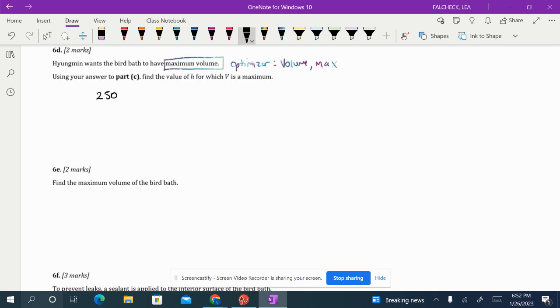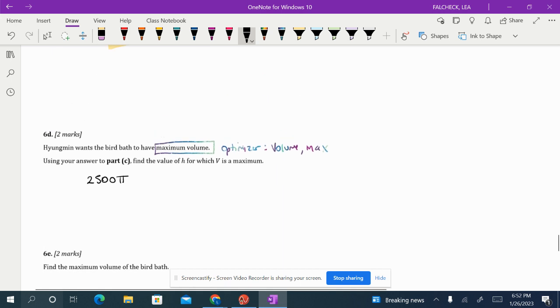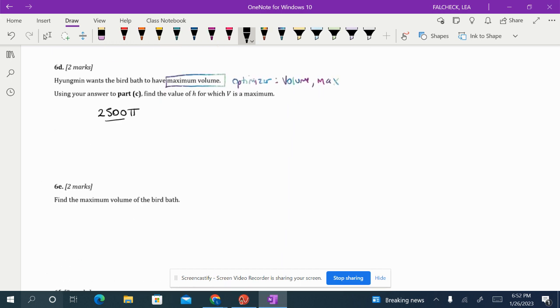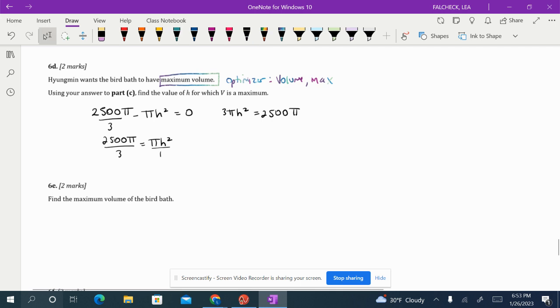It's going to be 2,500 pi divided by 3 minus pi h squared, and we're going to set it equal to 0. So this was a no calculator question, so we're going to have to go ahead and be careful with our math here. I moved the pi h squared over, and then now I'm just going to cross multiply so I can solve it. 3 pi h squared is equal to 2,500 pi. I'm going to divide both sides by 3 pi.